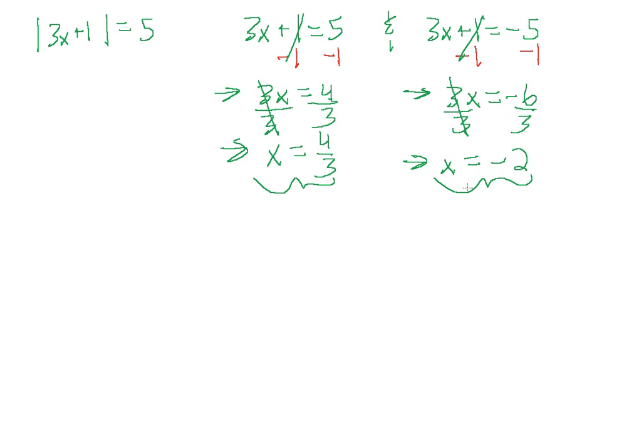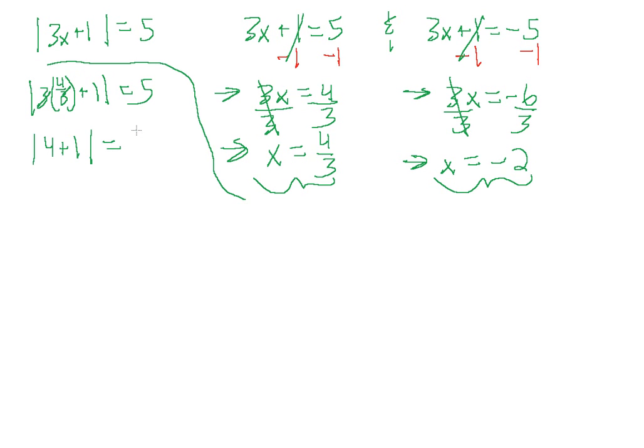Now we check these two solutions by plugging them in one at a time for x into our original equation. So let's take a look. We have the absolute value of 3 times x, which is 4 over 3, plus 1 equals 5. All right, so these two terms cancel, so we have 4 plus 1 equals 5. The absolute value of 5 equals 5 is a true statement, so x equals 4 over 3 is a valid solution for our equation. Now let's see if minus 2 is.